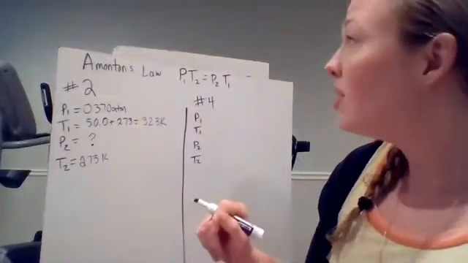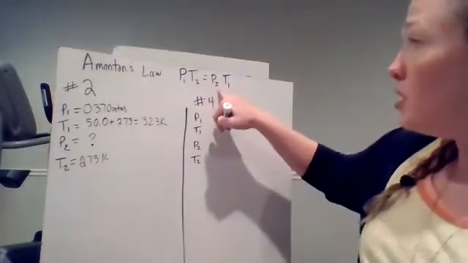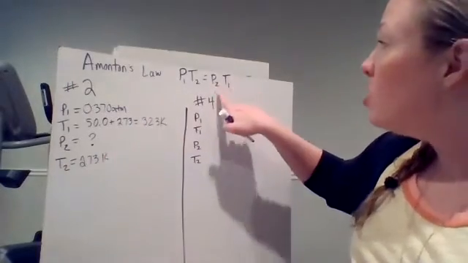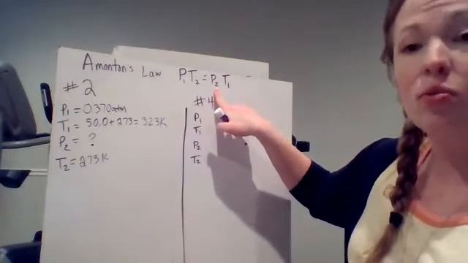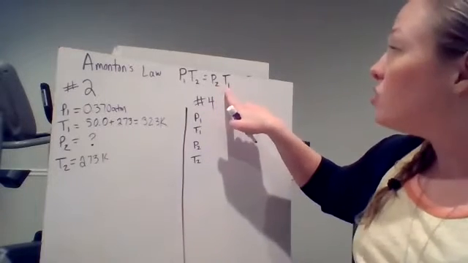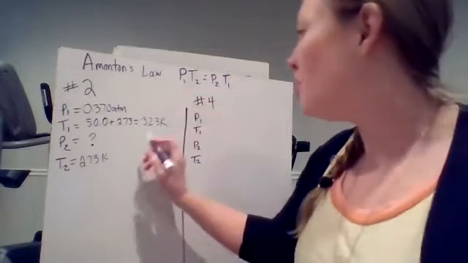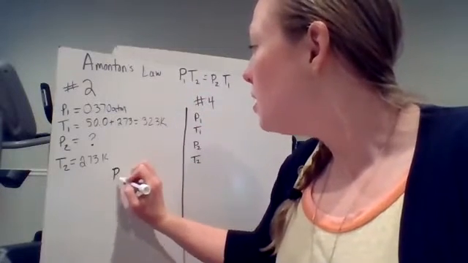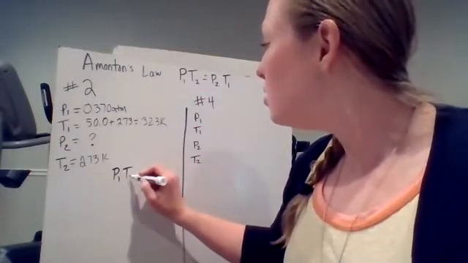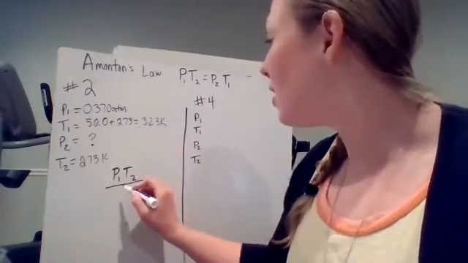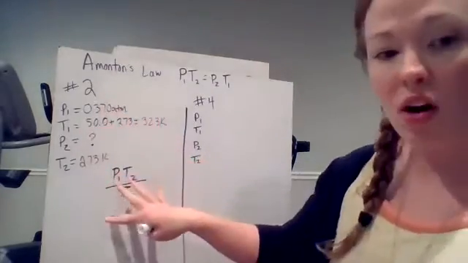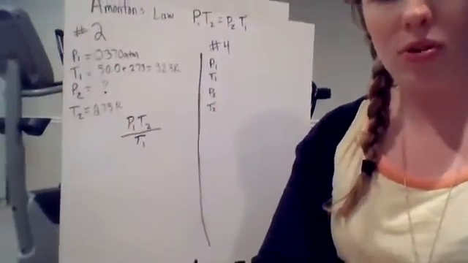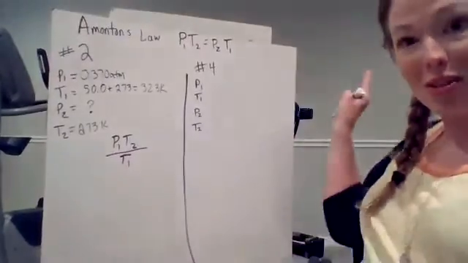Okay, so we are solving for P2. If you look at this equation, put your finger on P2 and whatever else is on that side of the equation is what you're going to divide by. So T1 is what's going to be in the denominator here. So it'll be P1 T2 divided by T1. Okay, and then we plug in our values.